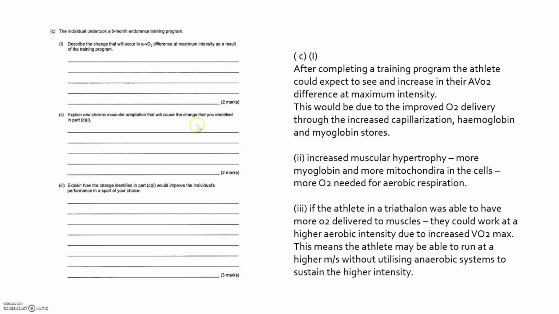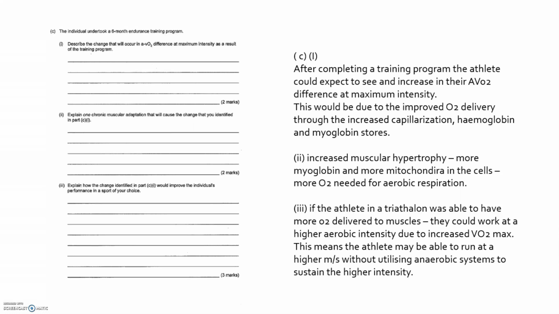Explain one chronic muscular adaptation that could cause the changes that you identified in part C. So you could say increased muscular hypertrophy, more myoglobin, more mitochondria in the cells for aerobic respiration. You could also say increased capillarization of your muscles. All right, so that's a chronic muscular adaptation, the capillarization of the muscles, more pathways to deliver the oxygen. So there's another chance there.